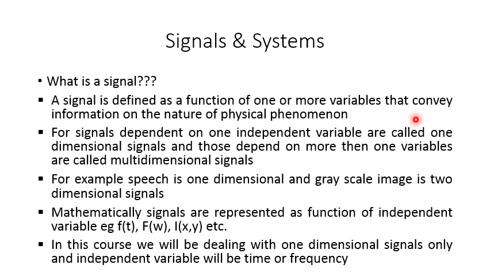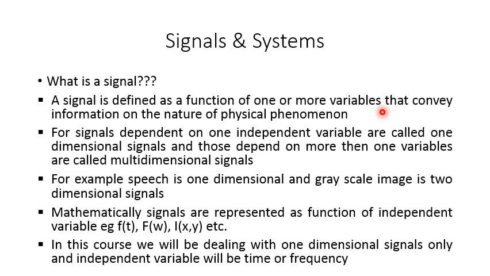So starting with the signal, the first thing is what is a signal. We defined a signal as a function of one or more variables that conveys some information on the nature of the physical phenomena. Such signals can have one or more than one independent variable. So depending upon the number of variables, we can call them their dimension.